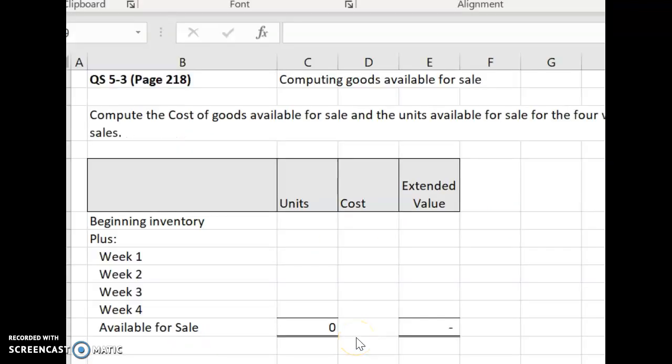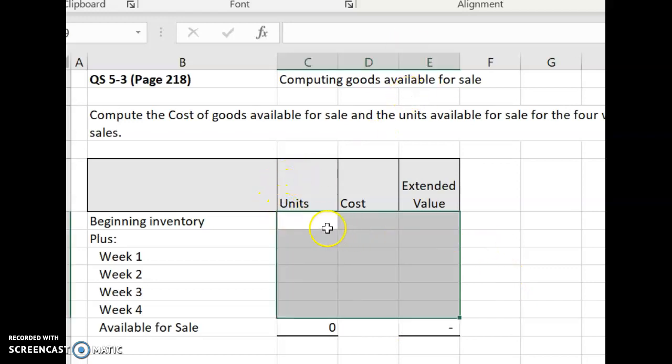The first problem that we're taking a look at is QS 5.3. We have Watt & Company reporting beginning inventory of 10 units at $60, and then it gives us the purchases every week for the next 4 weeks, weeks 1 through 4. We are asked to compute the cost of goods available for sale and the units available for sale for this 4-week period, and we're assuming that no sales occurred.